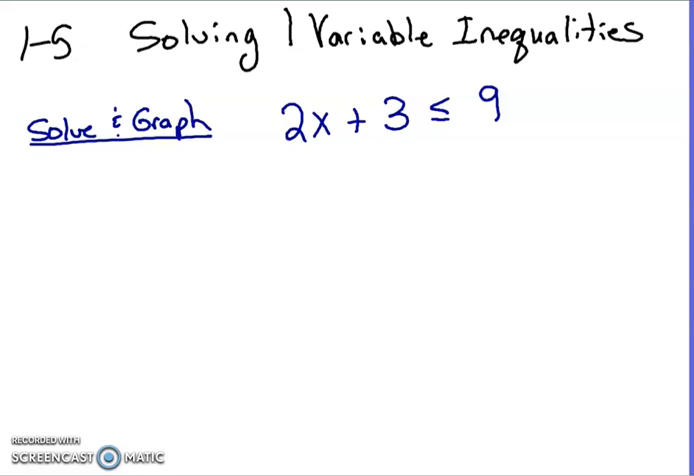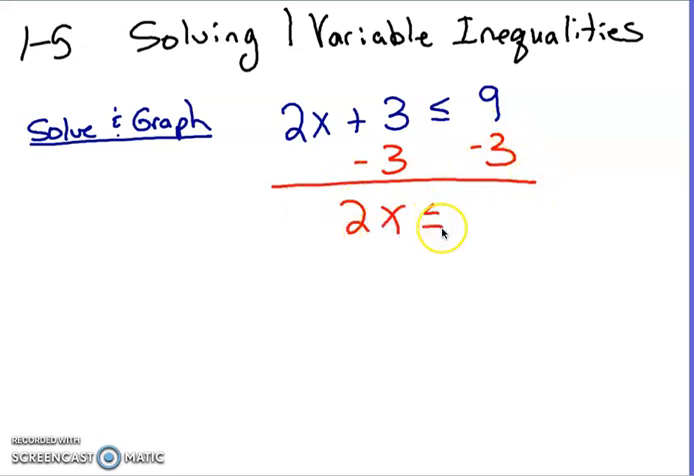All right, 1.5 is solving one variable inequalities. You're going to solve them, and you should have done these last year as well. Solving inequalities, you're going to solve them just like a normal equation. So you're going to minus 3 on both sides, and then you're going to get 2x is less than or equal to 6. Divide both sides by 2. X is less than or equal to 3.